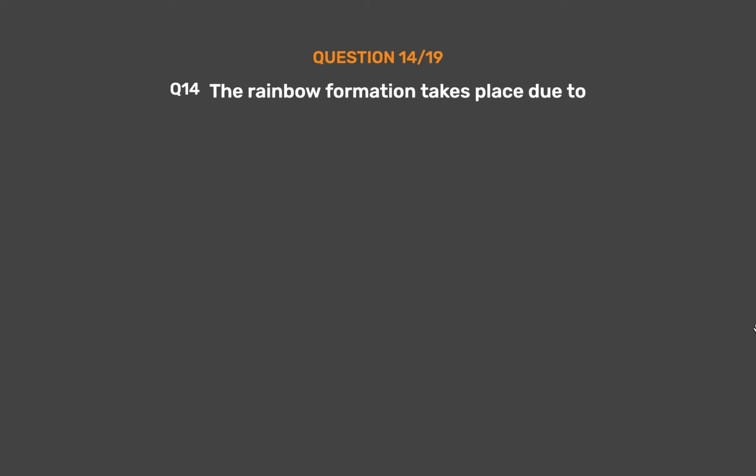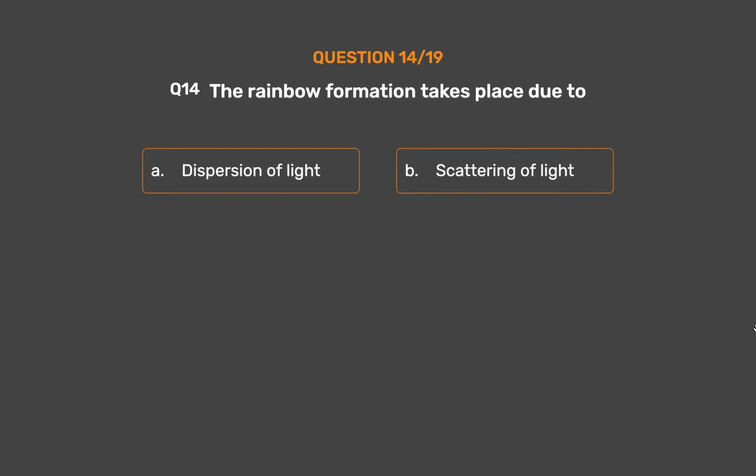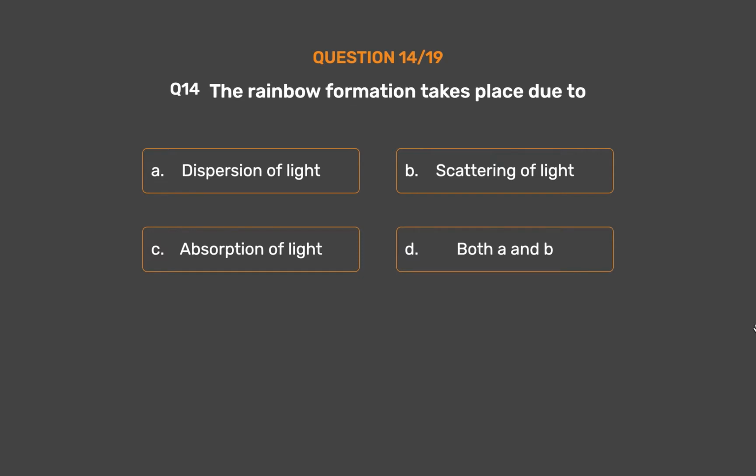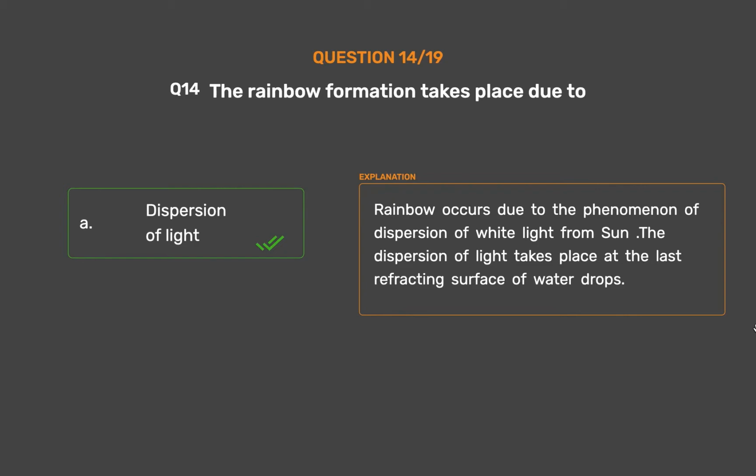Question number 14. The rainbow formation takes place due to option A, dispersion of light, option B, scattering of light, option C, absorption of light, option D, both A and B. The correct answer is option A, dispersion of light. Rainbow occurs due to the phenomenon of dispersion of white light from sun. The dispersion of light takes place at the last refracting surface of water drops.